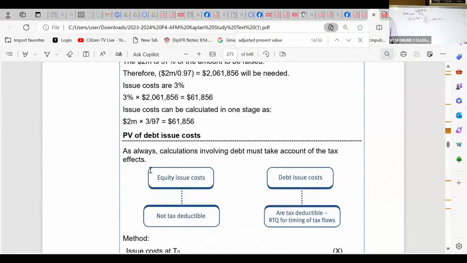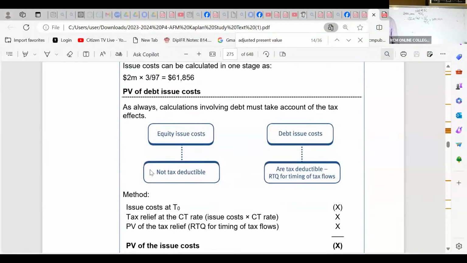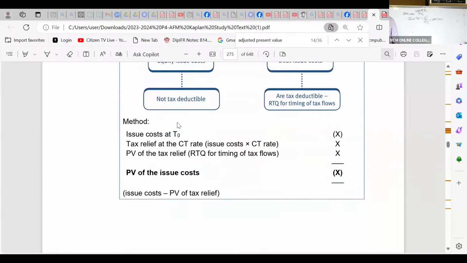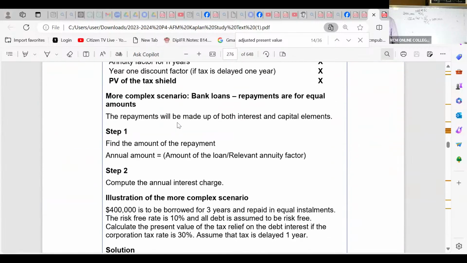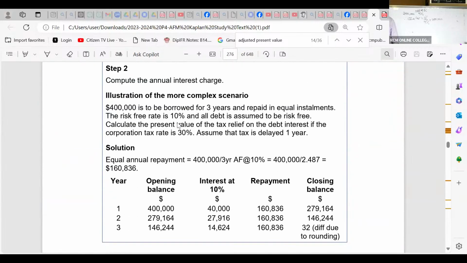Great. Ladies and gentlemen, let's move on to something very nice. So, present value of debt issue costs. This is very easy. I should be able to look at an illustration, and this will really assist us here.